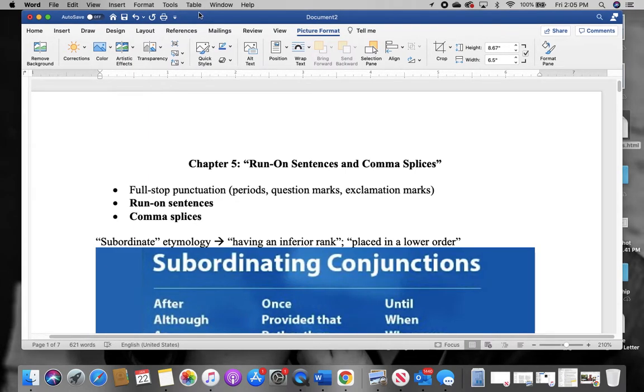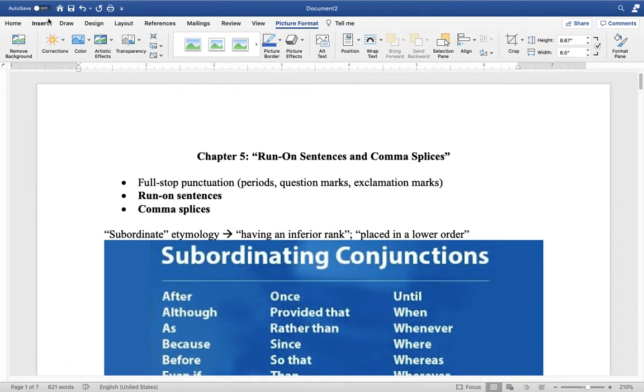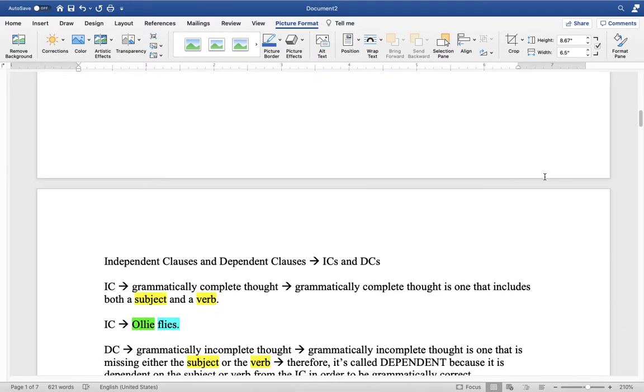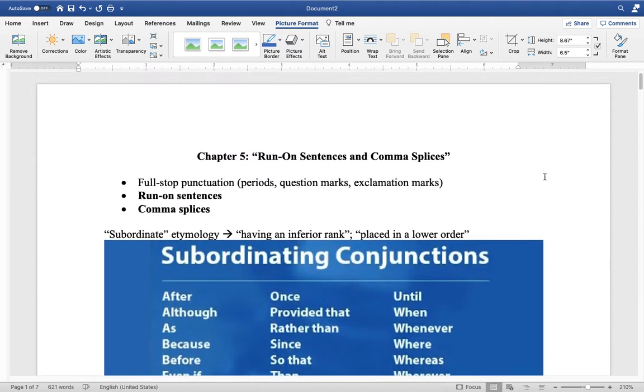I'm back with part 2 of my video series for Module 2 readings, this time with Chapter 5 on run-on sentences and comma splices. So I'm working in the same document, as you can see, where I talked about Chapter 4: independent clauses, dependent clauses, coordinating conjunctions, and subordinating conjunctions. So I probably will keep talking about those things and just adding on to that conversation.